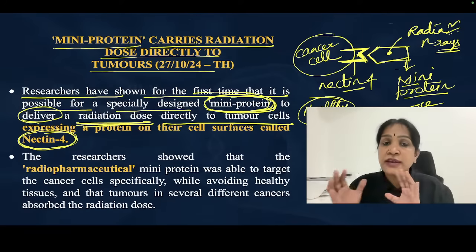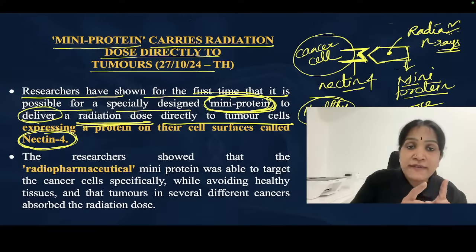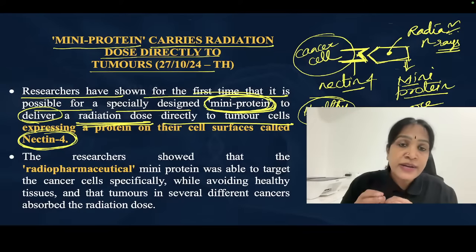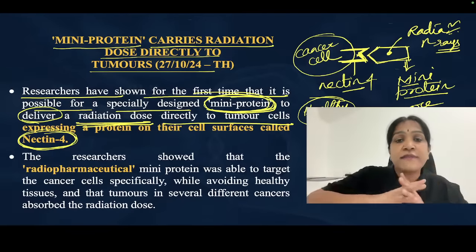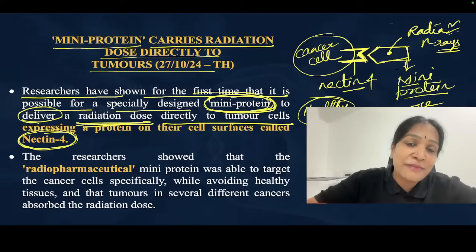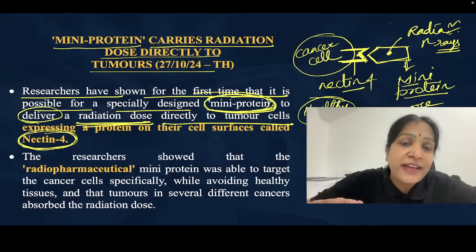So, mini protein cannot bind to healthy cells. So, no radiation given to healthy cells. But it can bind to cancer cells. So, radiation is specifically given to cancer cells. Is this what we want in the cancer treatment or not? What is the final ultimate purpose of the cancer treatment?